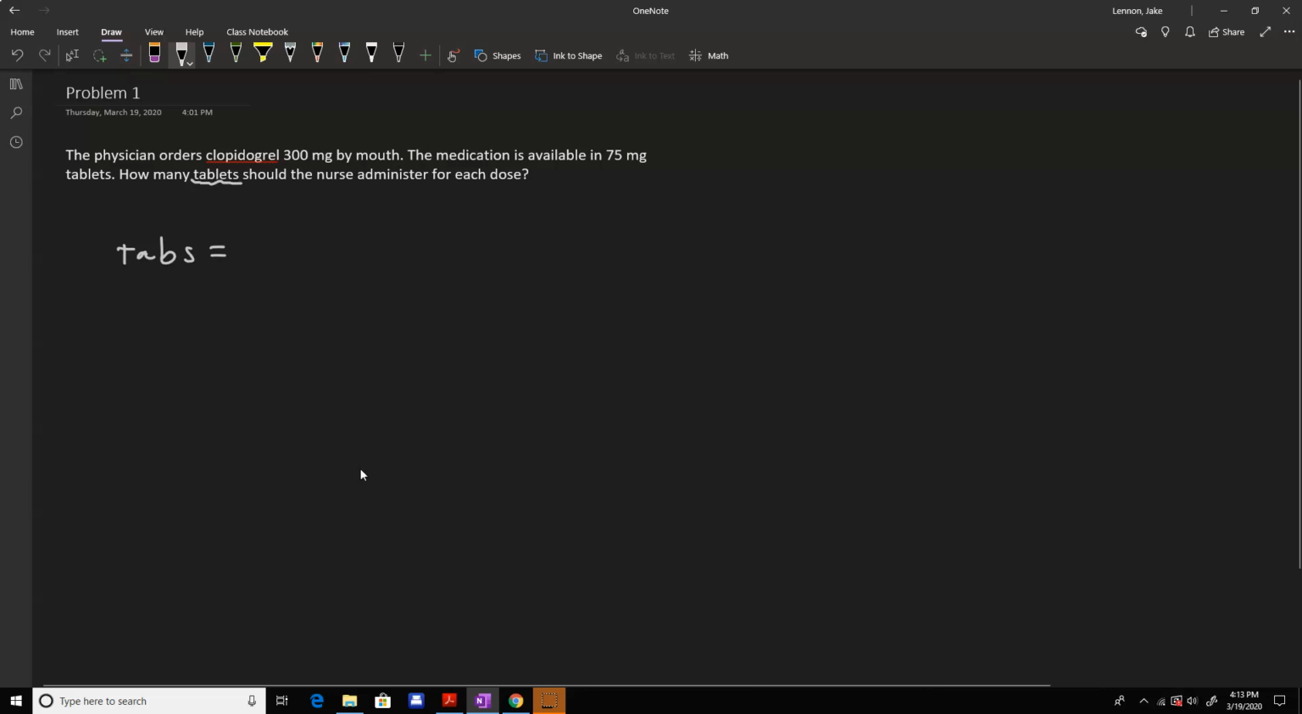Then I just look somewhere else in the problem for the word tablets, and I look at anything else that goes with it. Here we have that the medication is available in 75 milligram tablets. That means for every one tablet, there are 75 milligrams of whatever medication we're talking about. So I write 1 tab over 75 mg.